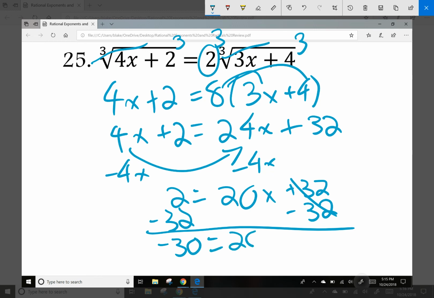Okay, and it's going to be a decimal, but that's okay. Divide by 20, and you can just leave it as a fraction if you want. Negative 30 divided by 20, you can reduce that fraction, and x equals negative, oh, not 2/3, 3/2. Negative 3/2, or a negative 1.5 if you'd rather, okay? But negative 3/2 is fine.